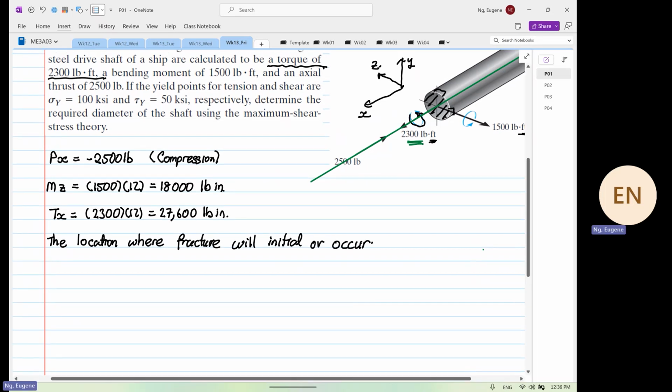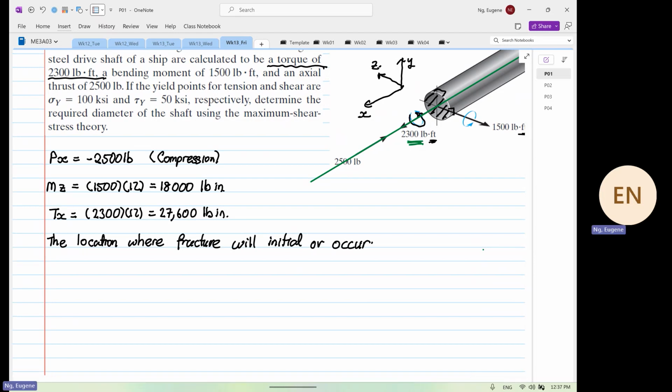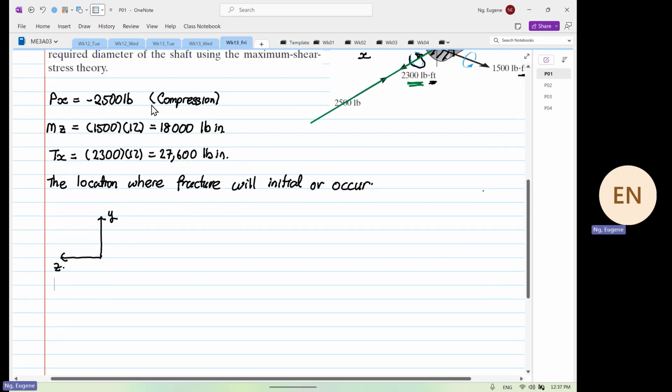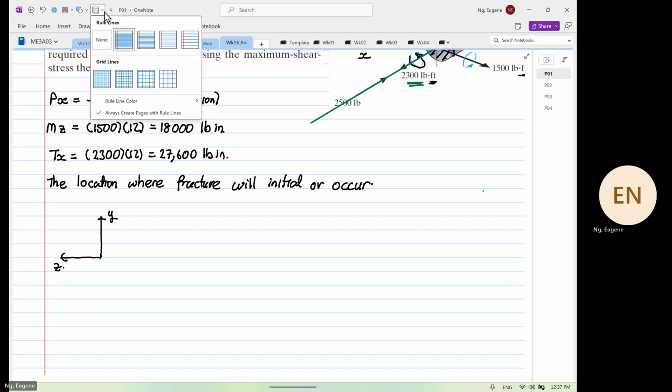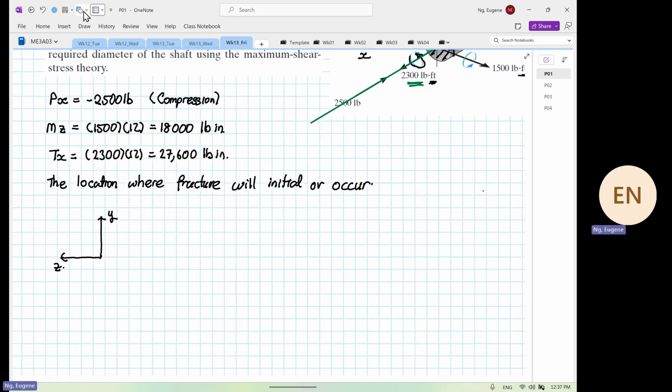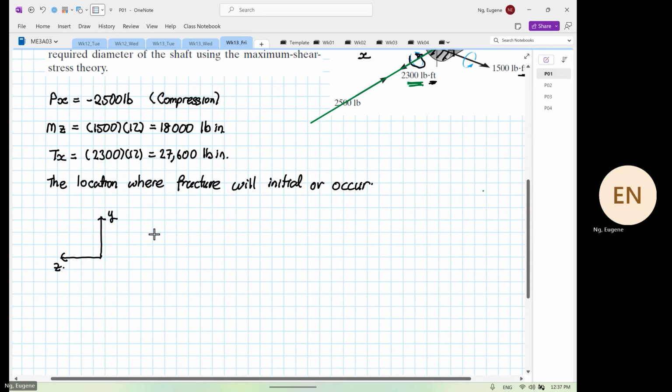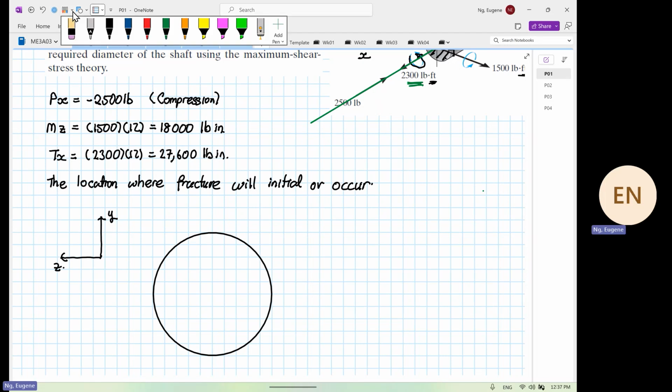So what I'm going to do now is look into the YZ plane. I'm going to draw 4 elements along the center line.